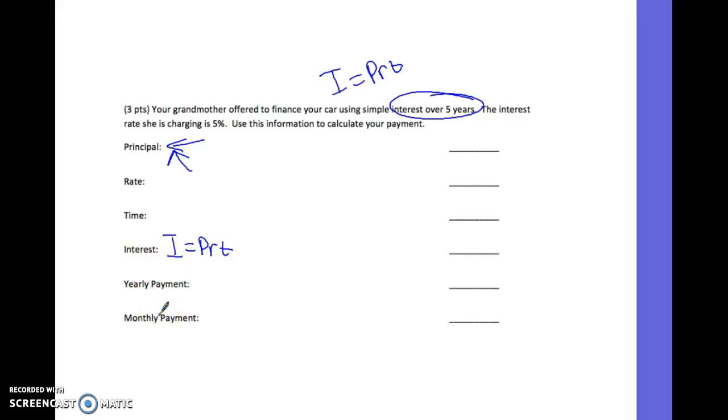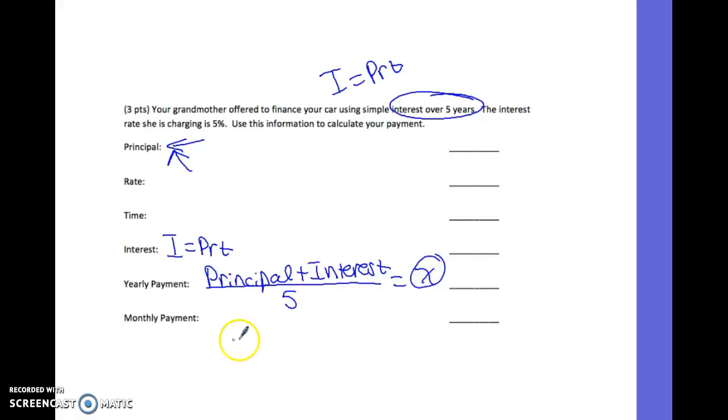So you're going to take your yearly payment. Think about it. If your total cost, you have to take whatever your principal is plus your interest, because you have to pay both, and divide by how many years there are. There are 5 years. Then whatever you get for your answer, maybe this equals X, you have to take that number and divide it by 12, because there are 12 months in a year.